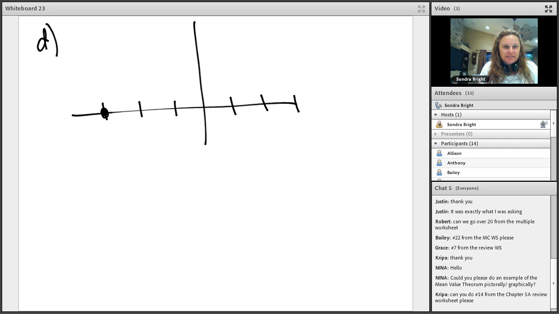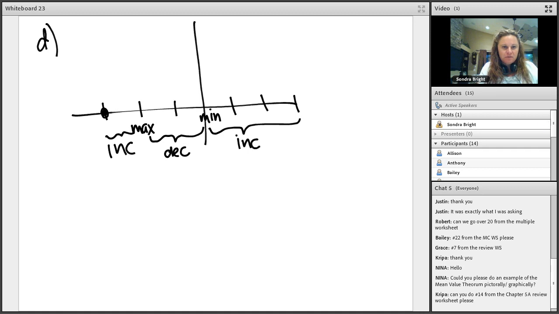I know that there is a max at -2, and I know it's increasing from -3 to -2. I know it's decreasing from -2 to 0. And I know there's a minimum here at 0. And I know that it's increasing on the rest of the interval from 0 to 3.